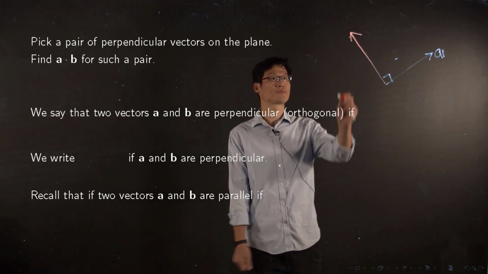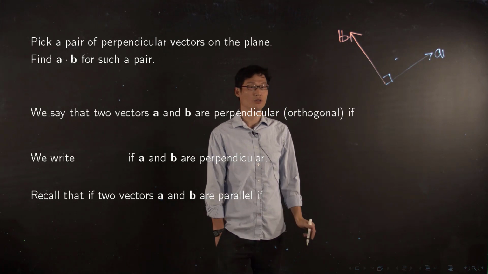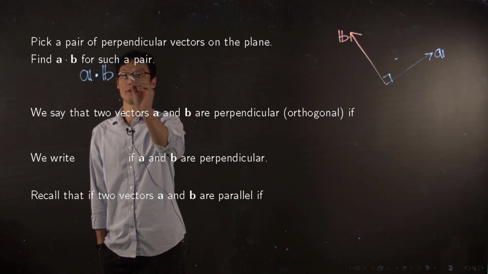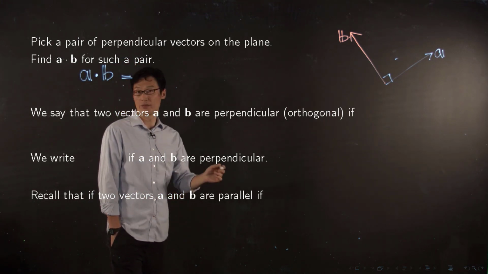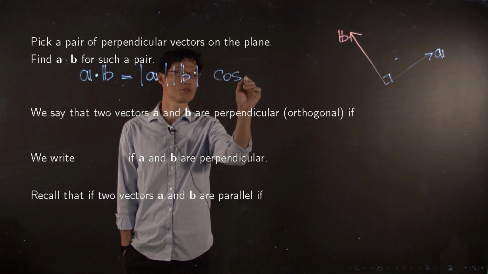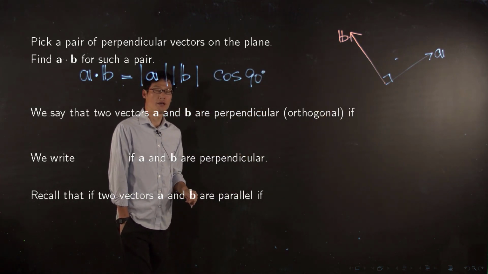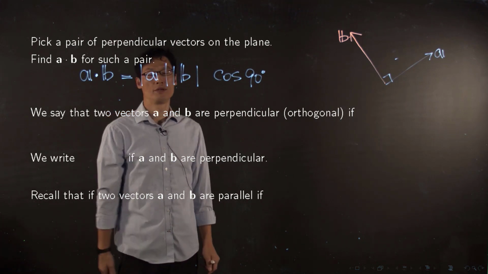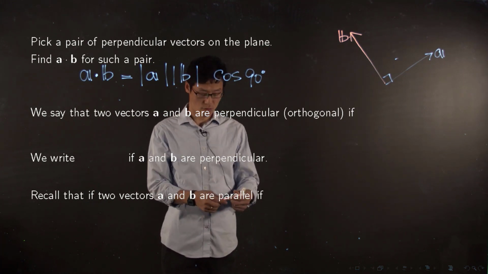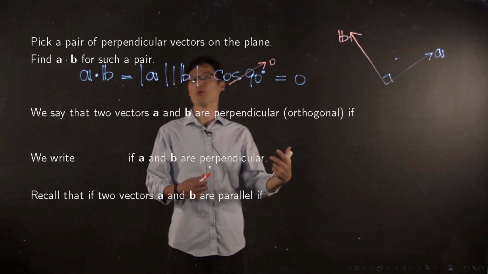Like this. And you want to calculate the dot product of the two vectors, A dot B. Then, well, we need the magnitudes, and then cosine theta. But the angle is 90. And no matter what those magnitudes are, cosine 90 is always 0. So this dot product is always 0.